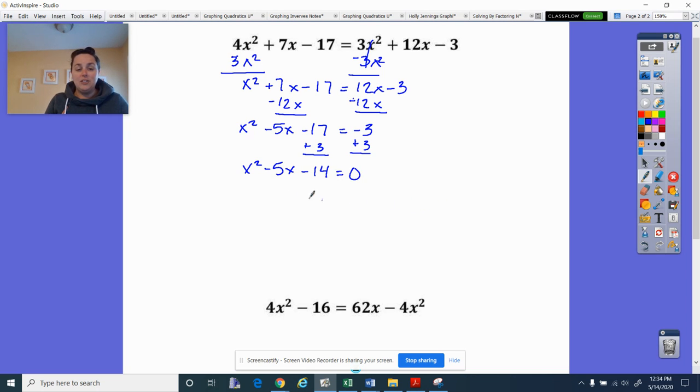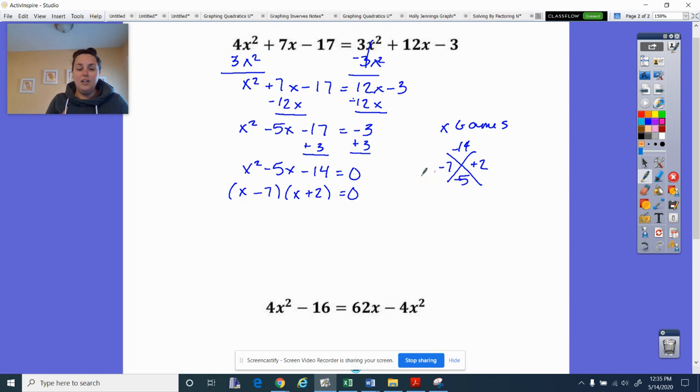Now we need to factor. So do I have a GCF? No. How many terms do I have? 3. Does a equal 1? Yes. So we are playing X games. All right, so I need numbers that multiply to negative 14 and add to negative 5. And those numbers are negative 7 and positive 2. Negative 7 plus 2 is negative 5. So I have x minus 7 times x plus 2 equals 0.